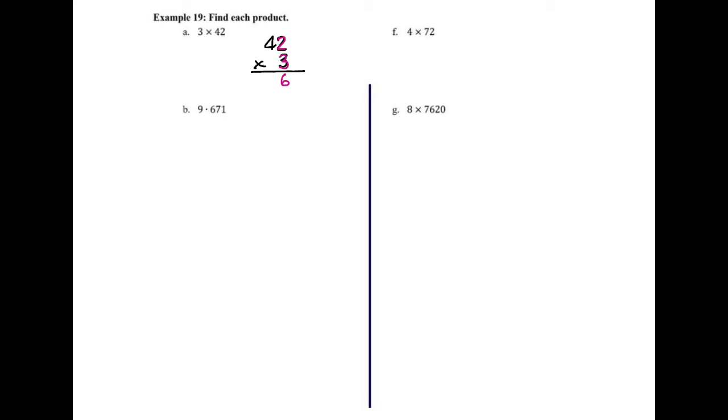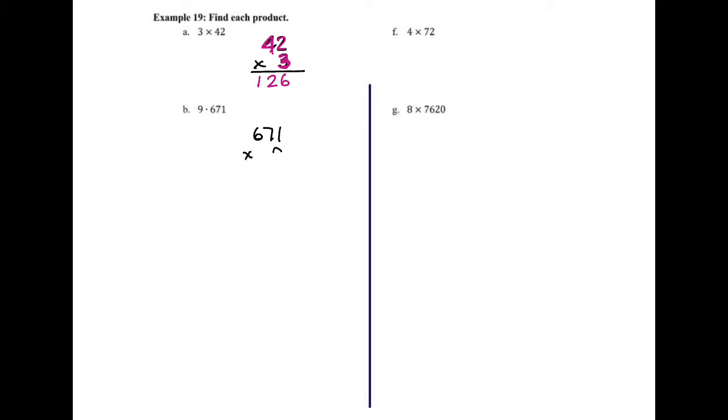Okay. Now 3 times 4 is 12. So it just goes next, one number in each place. And you're done. We don't have another column to move to, so we're done. 126 is the answer.